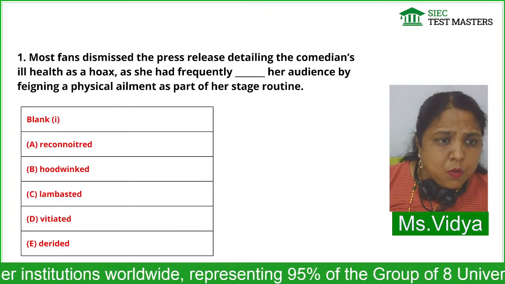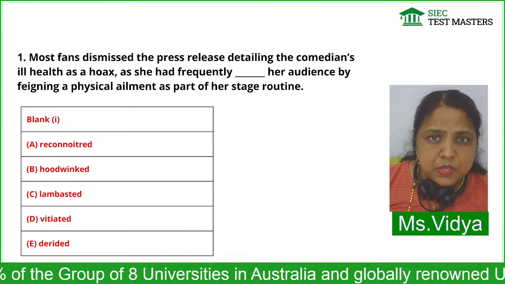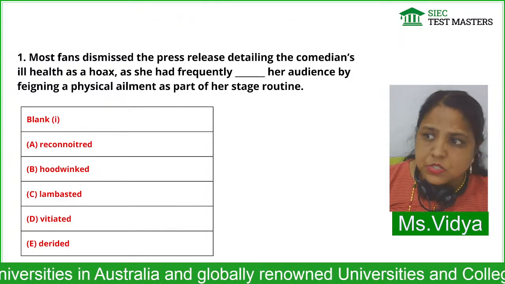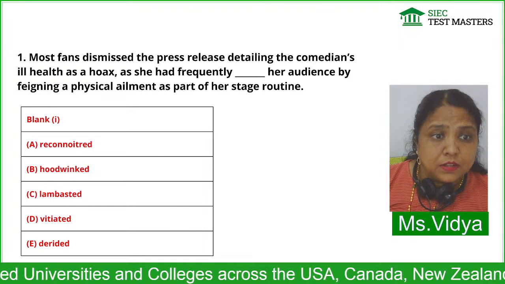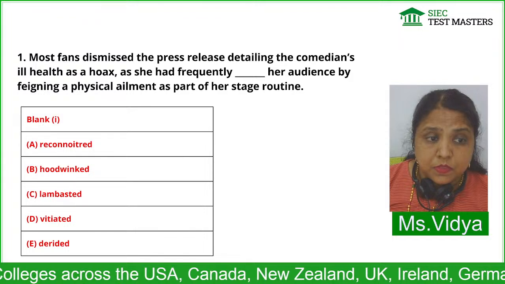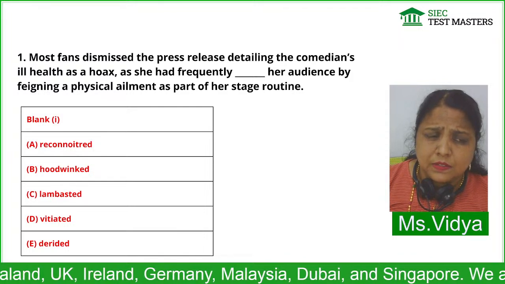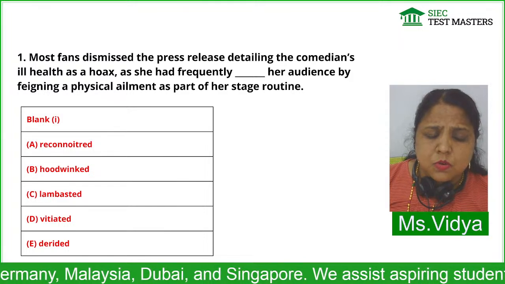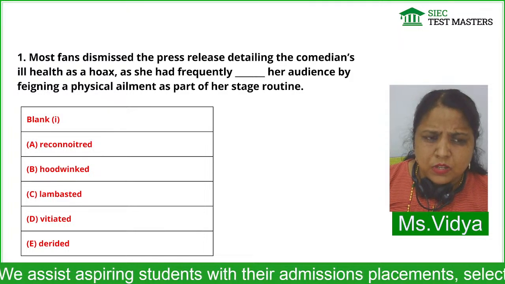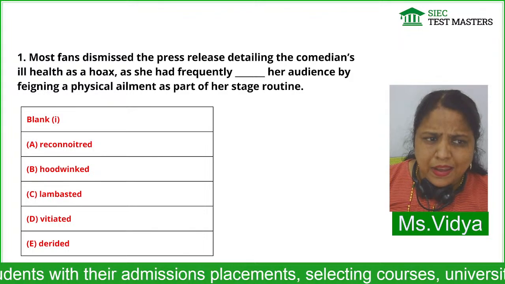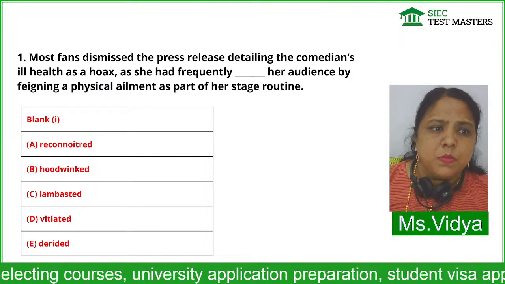So let us look at the options now. Reconnoitered means explored, surveyed, which doesn't make any sense here. Hoodwinked means cheated, made a prank. Lambasted is criticized. Vitiated means spoiled. So C and D don't make any sense. But keep B. Deride is to ridicule, mock. So ridicule, make fun of, doesn't make sense there. So hoodwinked is closest to my answer: cheated, pranked, misled her audience with her acting, with her pretense. So B is the right answer.